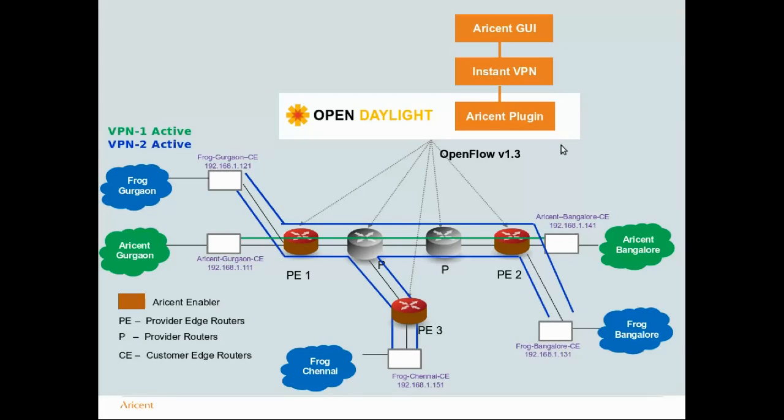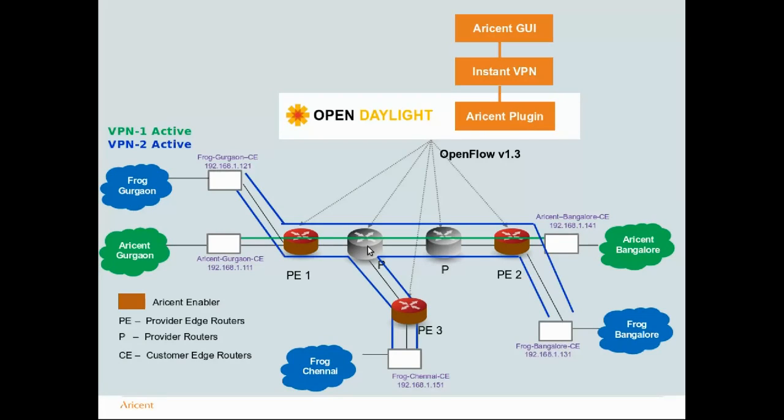Before we start with the demo, let's first understand the overall architecture and demo setup. Here we can see the Aricent plugin that is developed as part of the SDN controller. This provides an abstraction layer for multi-vendor SDN controllers such as HP, Floodlight, and OpenDaylight. For this demo, we are using the OpenDaylight SDN controller that sits on top of the service provider network, comprising the provider edges and the provider nodes.